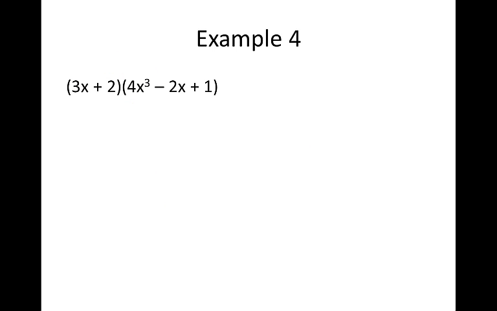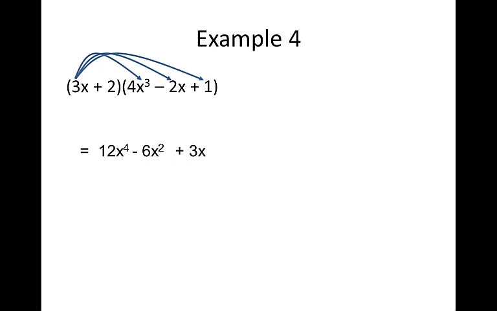Okay, example 4. 3x plus 2 times 4x cubed minus 2x plus 1. Same procedure. We're going to take 3x and multiply to each term in the next expression, and take the 2 and multiply to each term. So 3x times 4x cubed is 12x to the 4th. 3x times negative 2x, negative 6x squared. 3x times 1 is 3x.